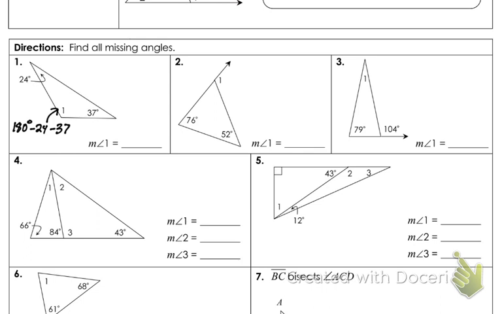I'm doing 180 minus 24 minus 37. 119. Did anyone else get 119? We're looking good at 119, so we're going to have 119 degrees.